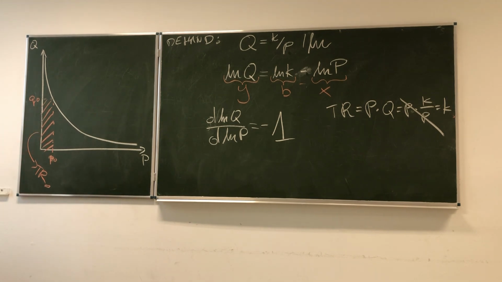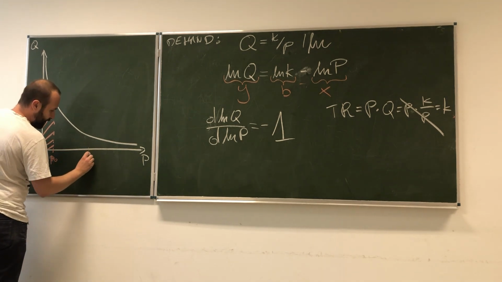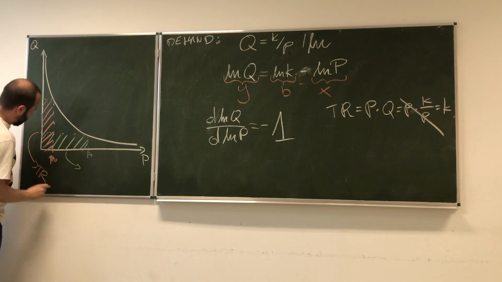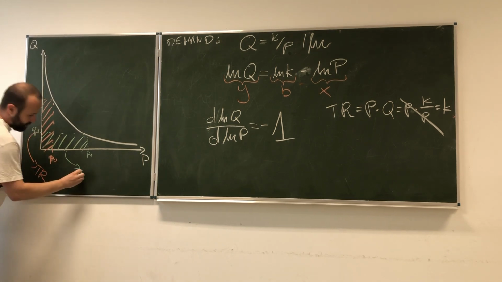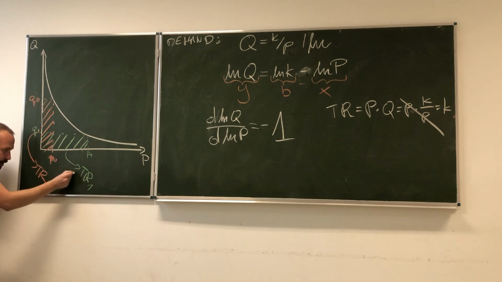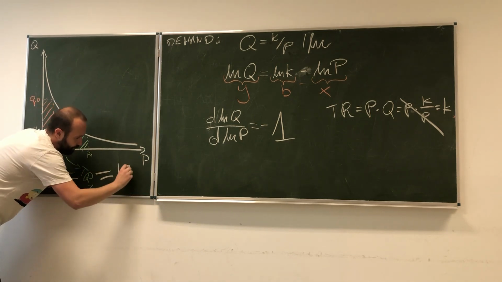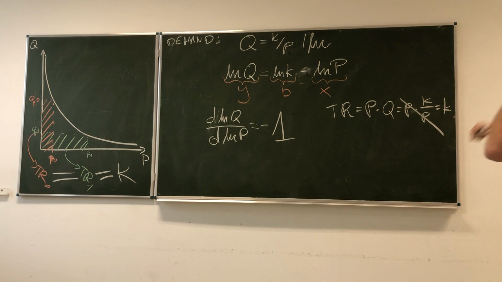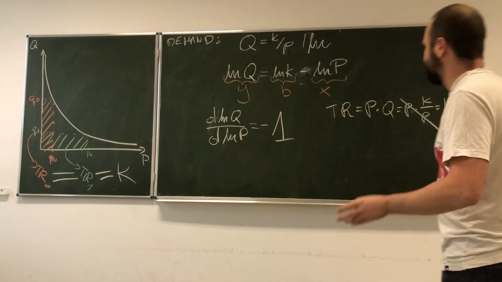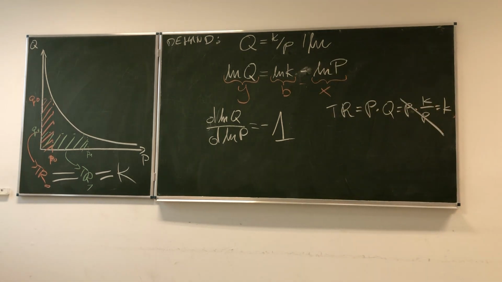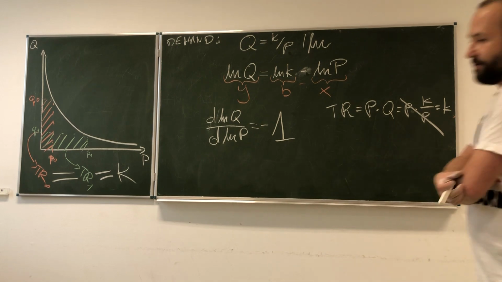If I'm going to choose some price P1, this area, we will have quantity Q1. This is total revenue 1. But as it turns out, both of those are equal, and they are both equal to K. But of course, remember that the fact that we have a constant elasticity function is not sufficient for this to happen. Actually, you need to have elasticity equal to -1 for this to happen. Let me just show you this.